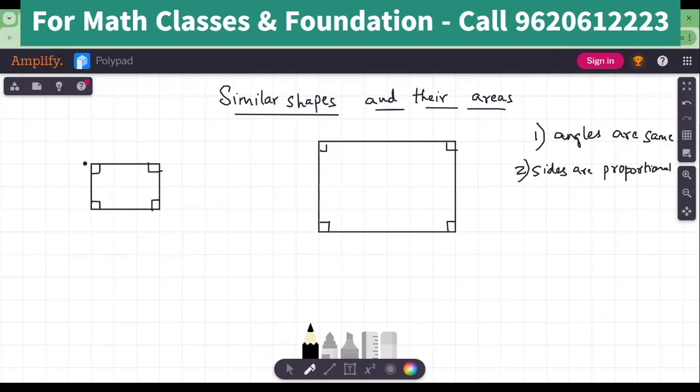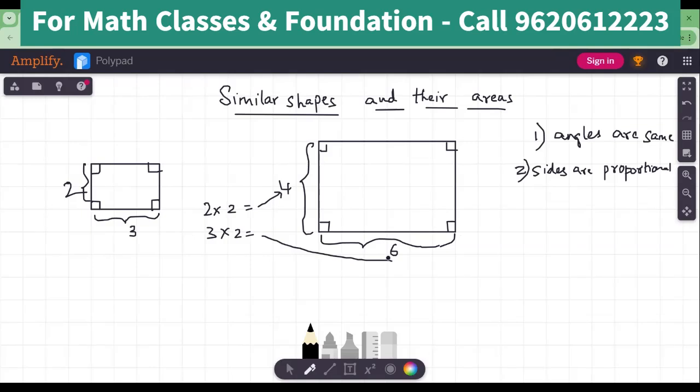Now, if you see here, the length of this is 2, right? And the length of this is 4, that means 2 times more. 2 times 2 is 4. Now, let's see the breadth of this. Breadth of this is 3, and the breadth of this second rectangle is 6. So this is also 2 times. 2 times 2 is giving us 4, 3 times 2 is giving us 6.